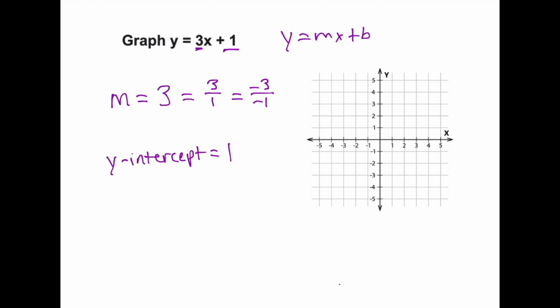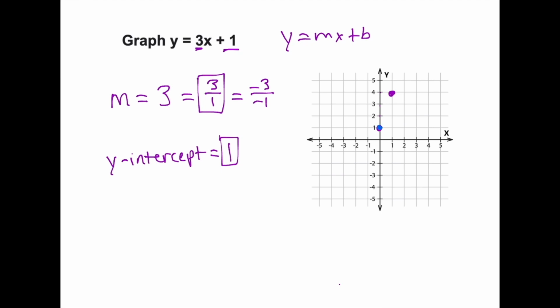So when you go to graph this, you always start with the y-intercept. Plot the y-intercept on the graph. The y-intercept is 1, so I put a dot at 1. Then we're going to look at our slope. Remember, slope is rise over run. So we're going to rise 3 and run 1. Now we have our point.